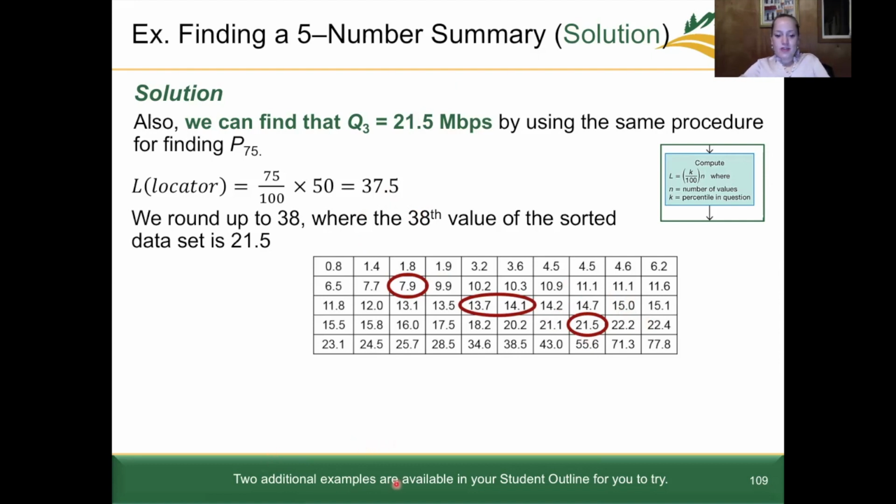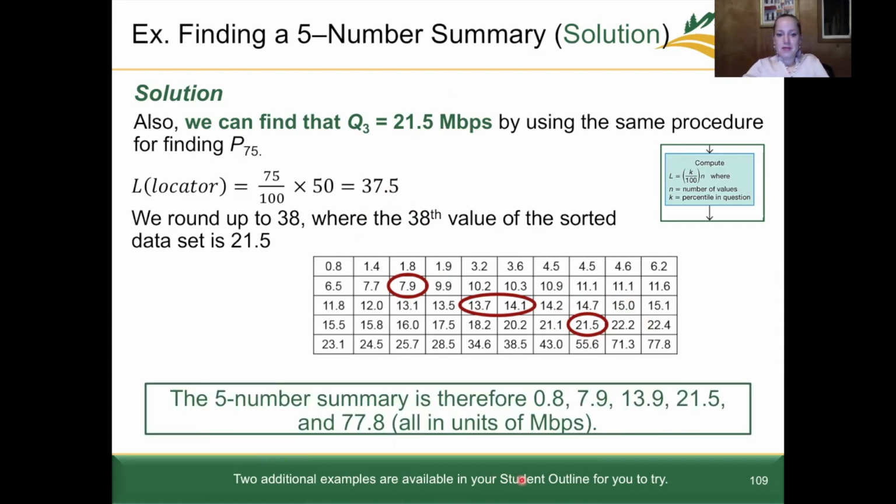There are 2 additional examples for you to try in your student outline. Again, let me know if you want to check any of your answers. Now, our 5-number summary for this data set is therefore 0.8, 7.9, 13.9, 21.5, and 77.8. Note how we listed these in ascending order, where we started with the minimum value, then Q1, Q2, Q3, then our maximum value, and still importantly, these are all in units of megabits per second.